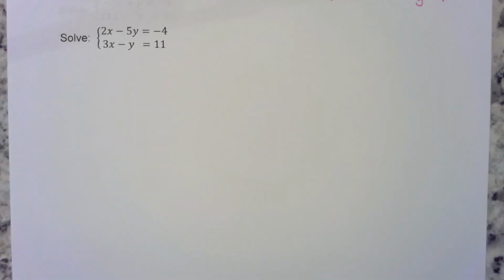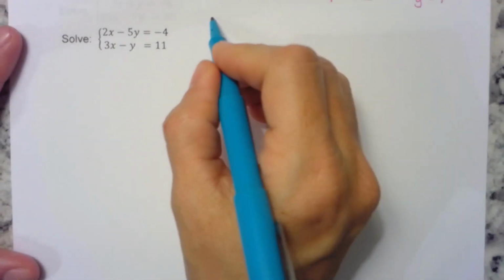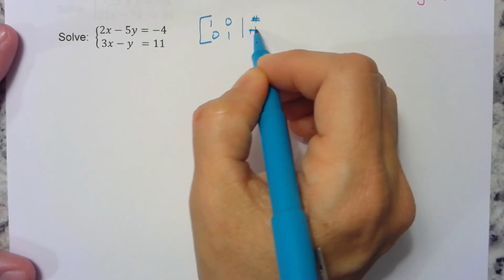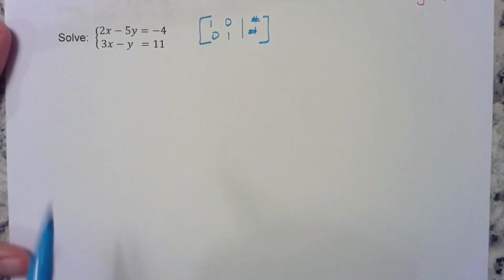Let's try another. Solve this system using Gaussian elimination. Don't forget that your goal is to have 1, 0, 0, 1 with some numbers on this side. Okay?